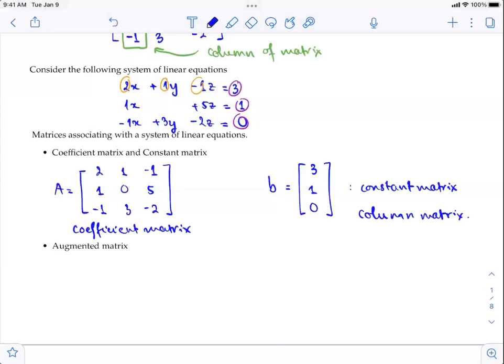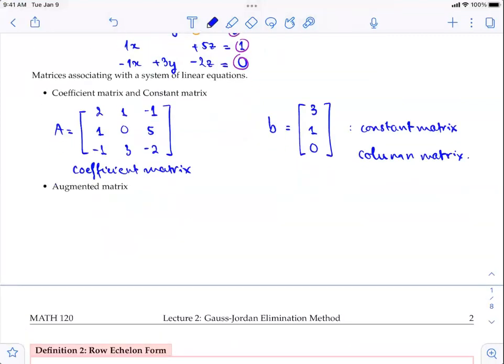Okay. Now, how could you form the augmented matrix? The augmented matrix is the combination of the coefficient matrix and the constant matrix. So what you can do is write like this. The augmented matrix is of the form: the first matrix is the coefficient matrix, then a big vertical line, and on the right-hand side of that is the constant matrix. So this is the augmented matrix that we need to form.